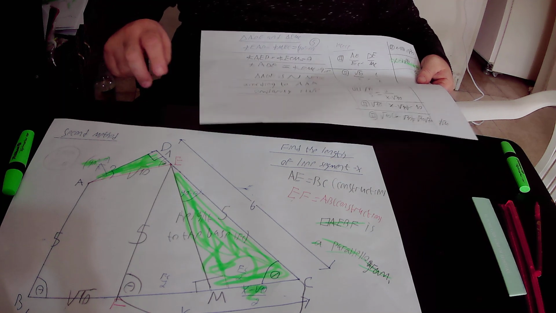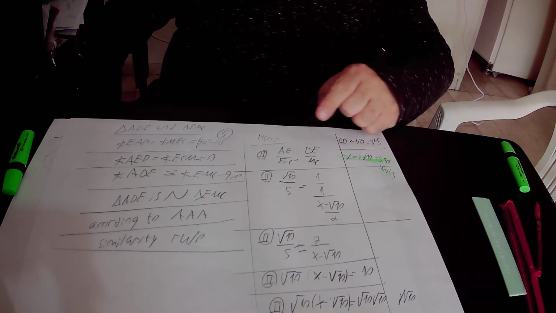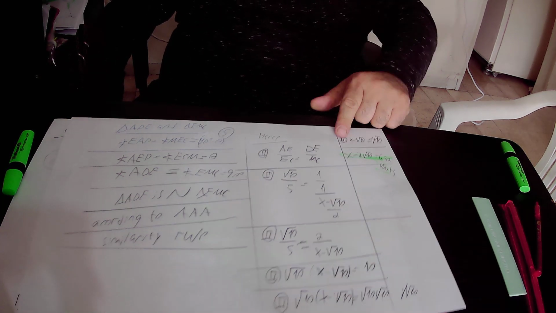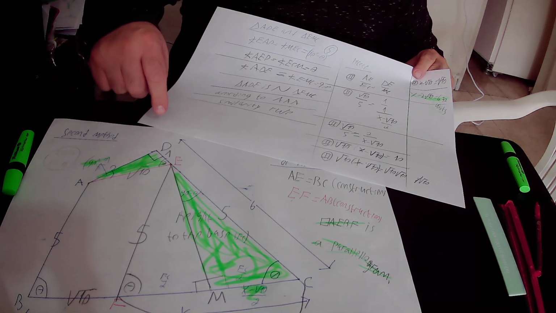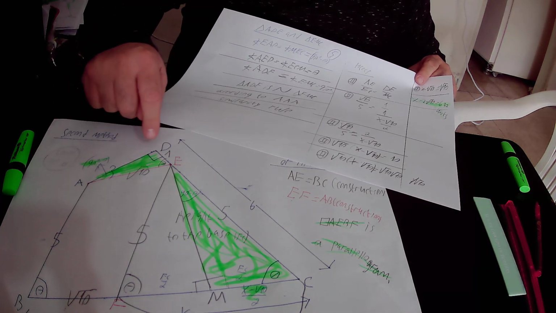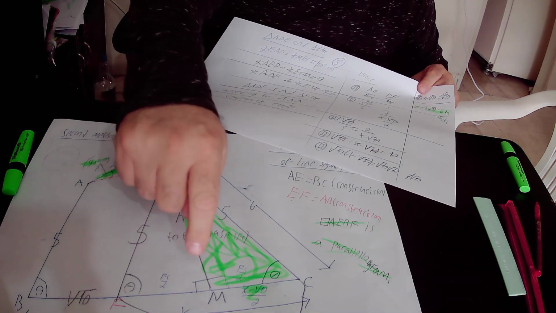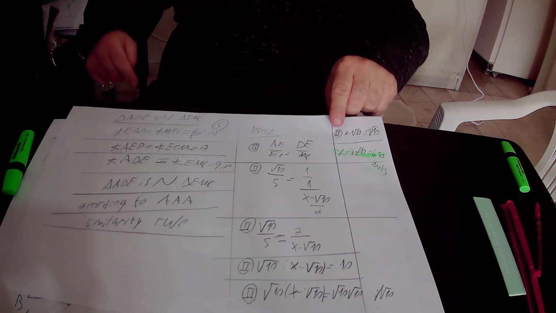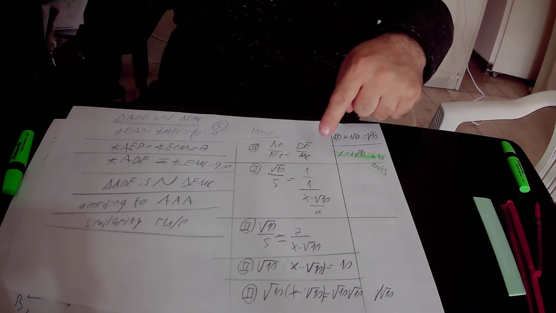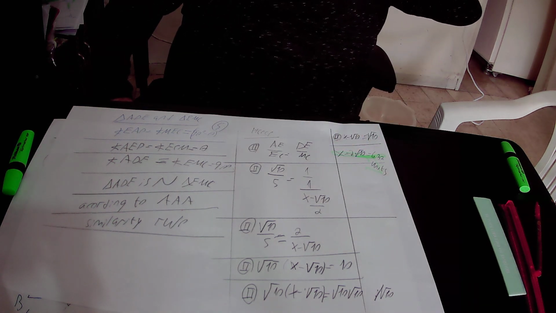And from the fact that those two right triangles are similar to each other, we conclude that AE over EC equals DE over MC. Here, AE over EC equals DE over MC. AE equals square root of 10 units, EC equals 5, DE equals 1, and MC equals x minus square root of 10 over 2.